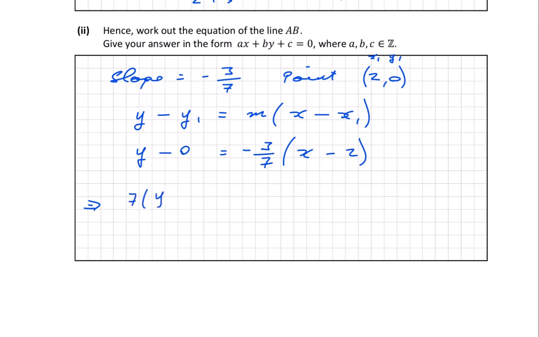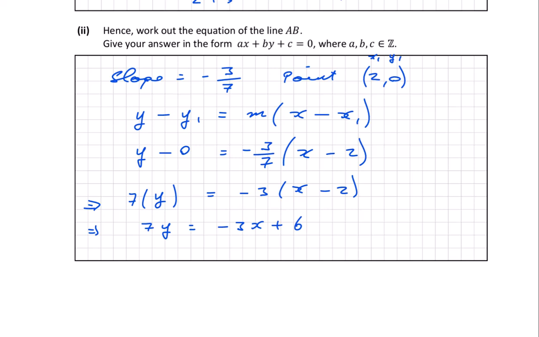So I multiply the left-hand side by 7, I'll get 7 times (y minus 0), which is just 7y. And because I multiplied this here by 7, I'll just be left with the -3. The 7 will cancel, and I'll end up with x minus 2 here. Multiply out the bracket, you get -3x, minus minus is plus, 2 times 3 is 6.